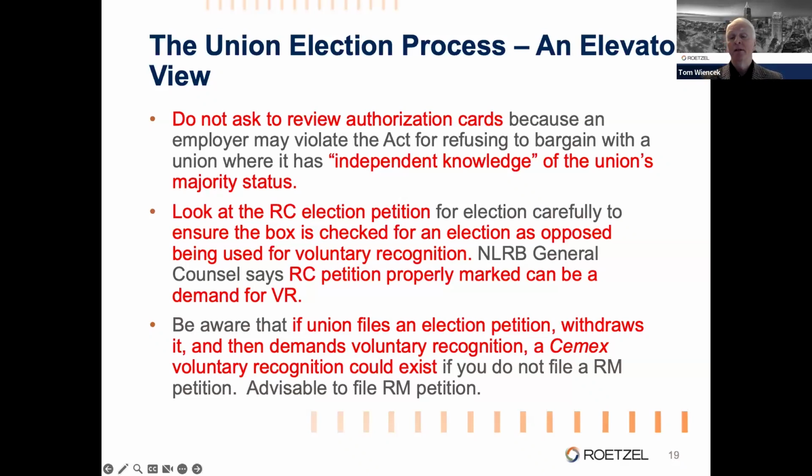And be aware that if a union does file an election petition, an RC petition, then withdraws it, and then turns around and demands voluntary recognition, there's case law that says that a CMEX voluntary recognition should exist if you don't file an RM petition. So in those situations, it's always advisable to file an RM petition unless the RC petition clearly says it's for a union election.